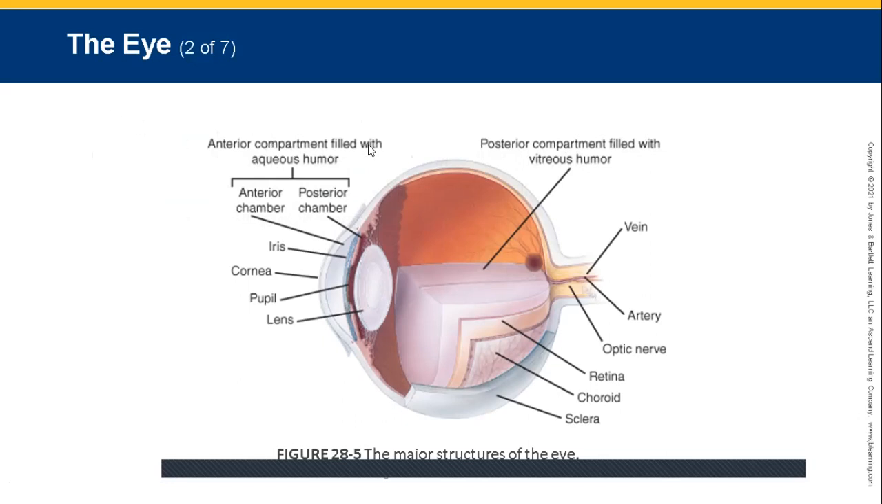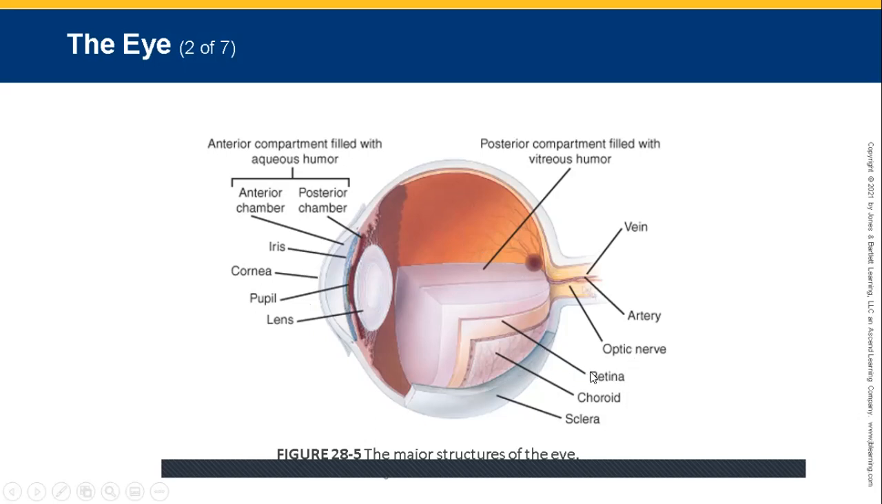You have the anterior compartment, which is filled with aqueous humor or fluid, and that fluid can be replaced if it is lost. You have the posterior compartment, which is filled with vitreous humor. This fluid, if lost, cannot be replaced. I have the different structures of the eye: iris, cornea, pupil, lens. You have the vein, artery, optic nerve, the retina.